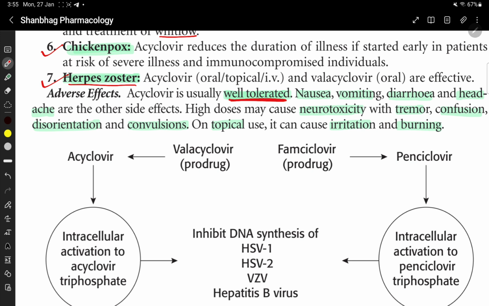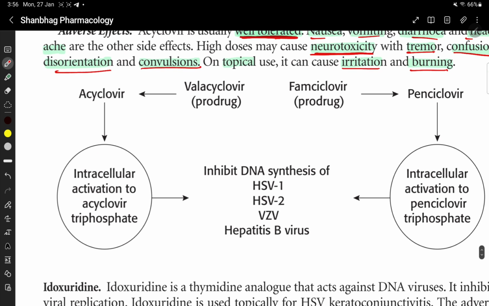Acyclovir is usually well tolerated. Common side effects are nausea, vomiting, diarrhea, and headache. High doses can cause neurotoxicity with tremors, confusion, convulsions, and disorientation. Topical use causes irritation and burning.